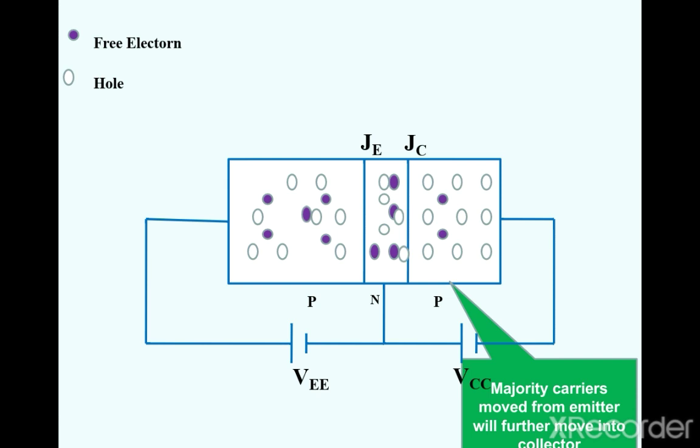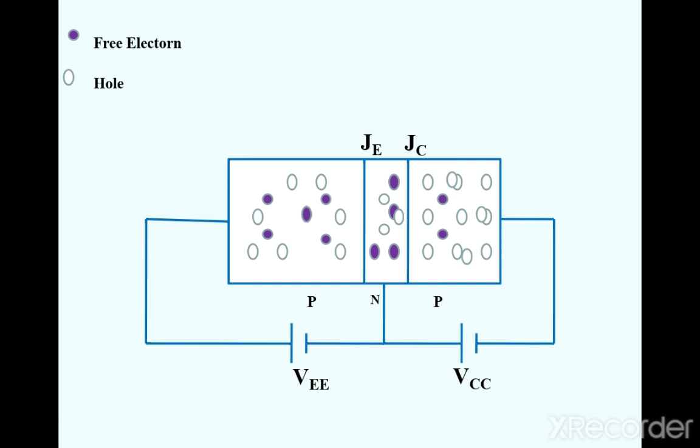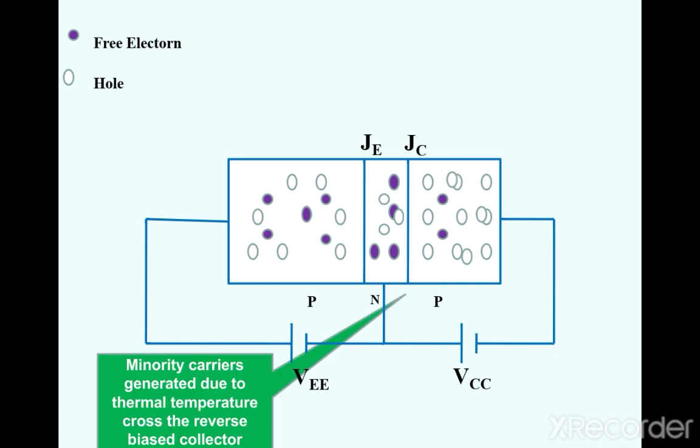Majority carriers moved from the emitter will further move into the collector. So some of the majority carriers move to the base side and become minority carriers, and some more majority carriers from the emitter move towards the collector side, like this. Minority carriers generated due to thermal temperature cross the reverse biased collector.